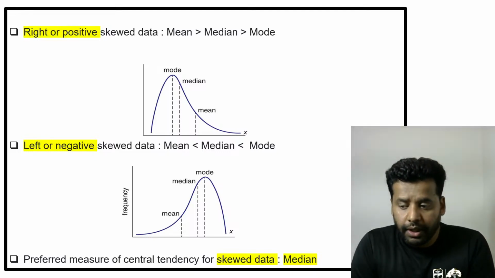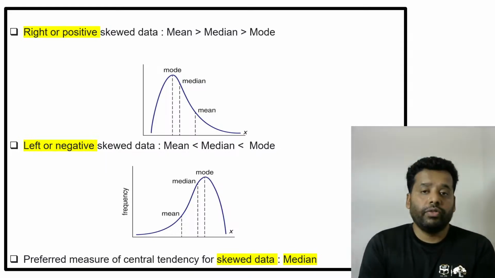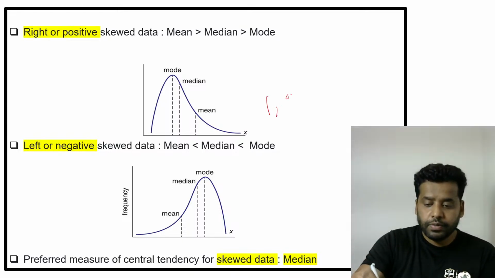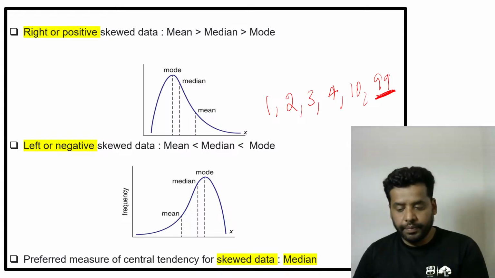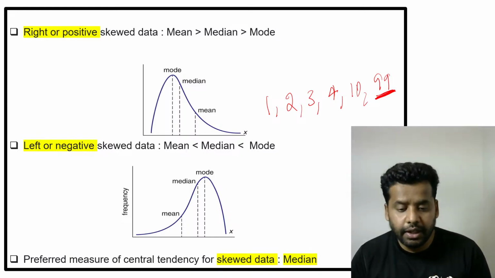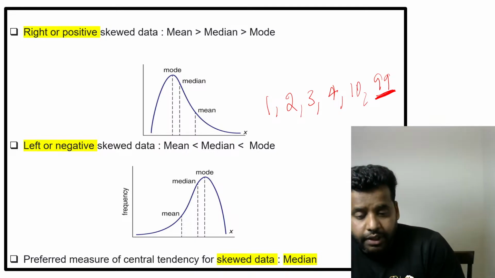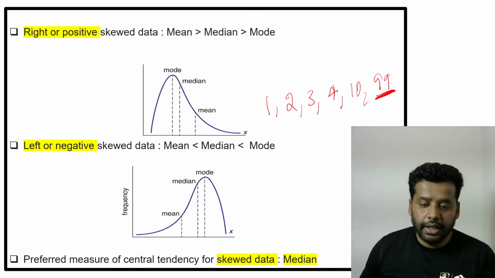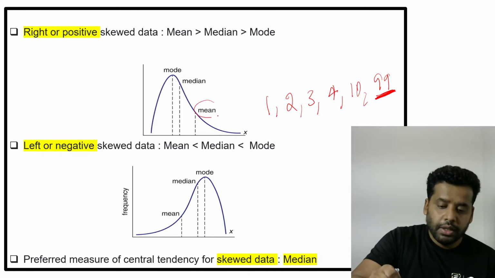Remember the words properly. In case there is an outlier in the higher end, for example, if this is the data given to you: 1, 2, 3, 4, 10, 99. See this number 99. 99 is an extreme value, which is towards the right side, towards the higher end. Because of this 99, what will happen to mean compared to median?